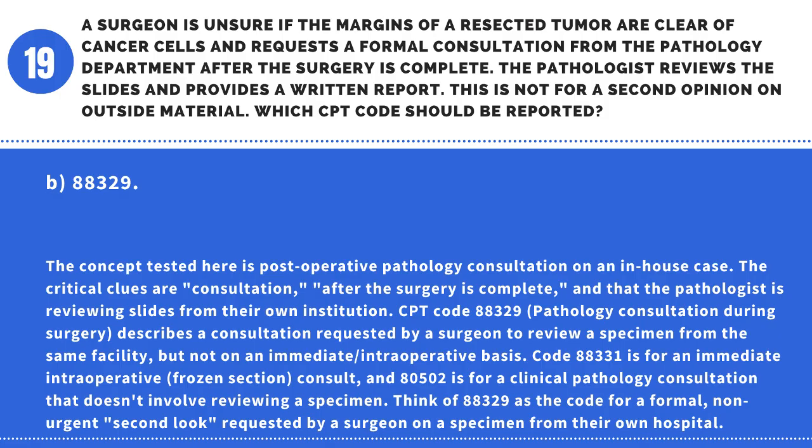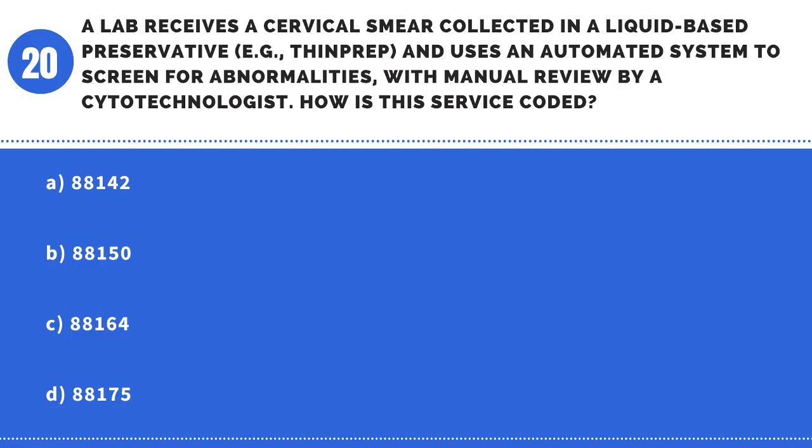Code 88331 is for an immediate intraoperative, frozen section, consult, and 80502 is for a clinical pathology consultation that doesn't involve reviewing a specimen. Think of 88329 as the code for a formal, non-urgent second look requested by a surgeon on a specimen from their own hospital.